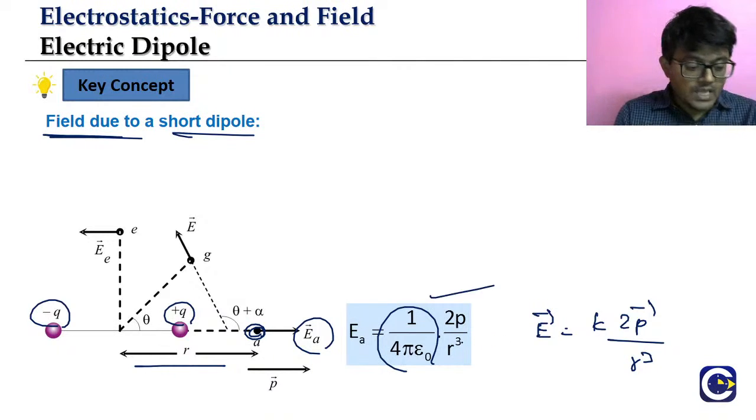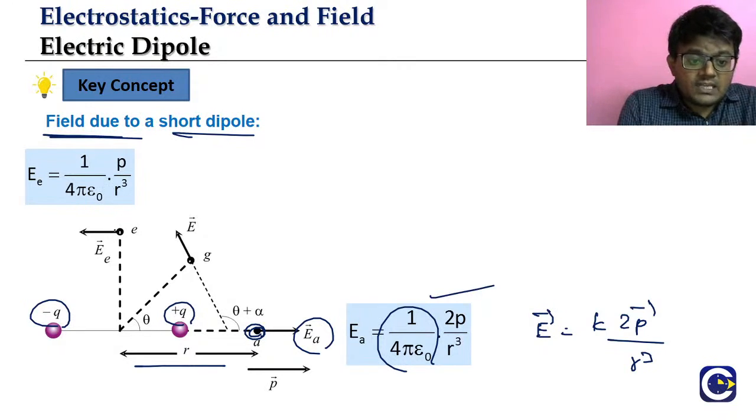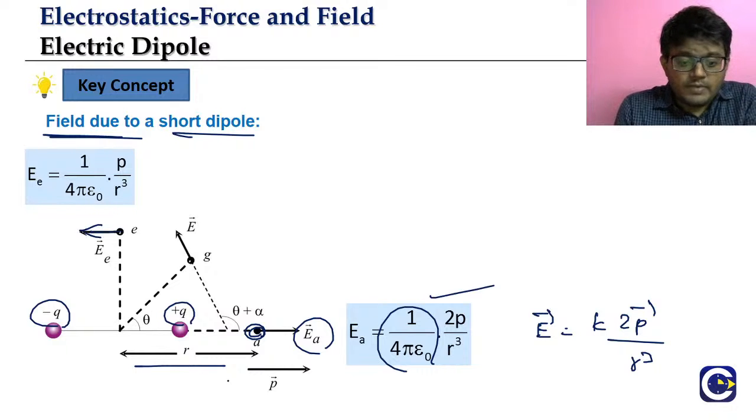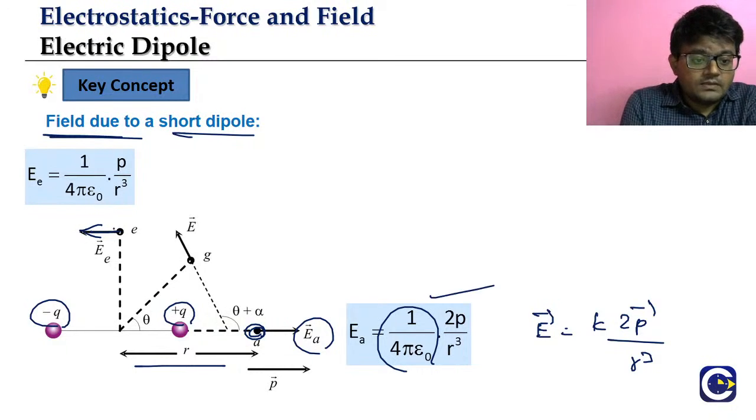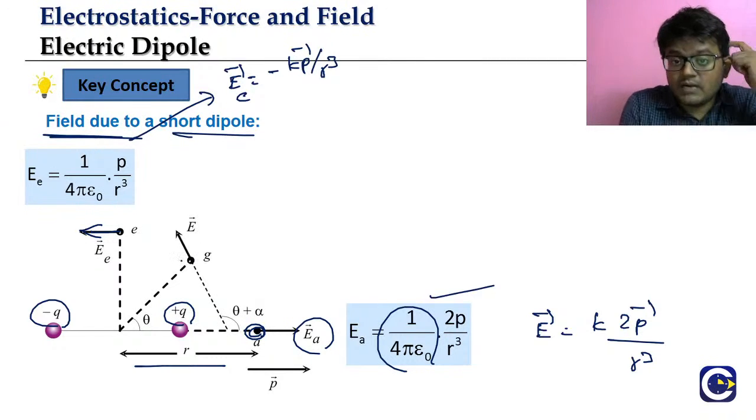And on the equatorial plane, the magnitude for a short dipole is K into p by r cube. But as a vector, the direction of the dipole moment is towards the right side, while the electric field on the equatorial plane is towards the left side. So direction-wise it will be opposite. Including direction, the electric field on the equatorial plane will be equal to minus Kp bar by r cube, where K is 1 by 4 pi epsilon naught.